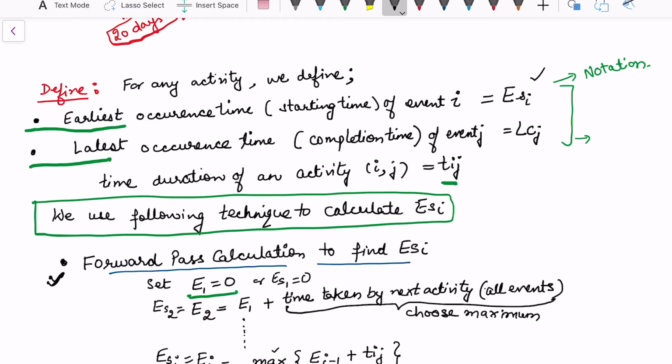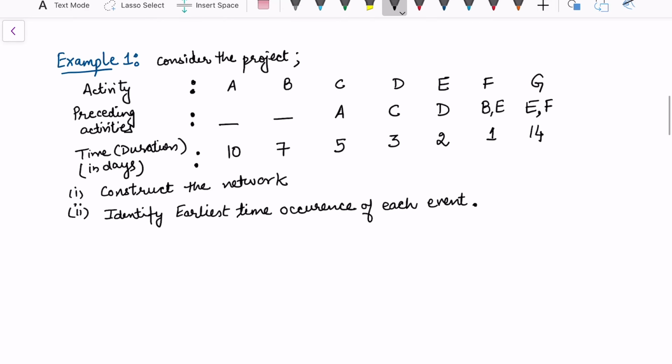Now to understand this, let us take a question here. This is an activity table given to us, and I have here the preceding activities, and there is also a total time duration which is given in days. Now this could be in months or in weeks, depending upon what the question asks and how large the project is.